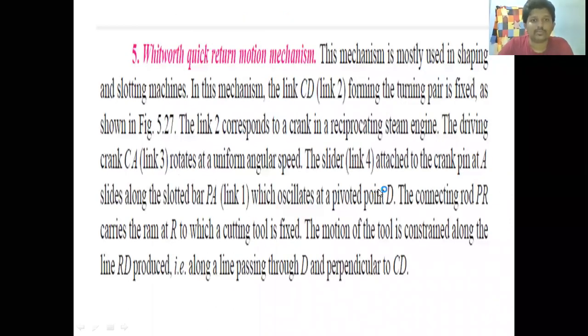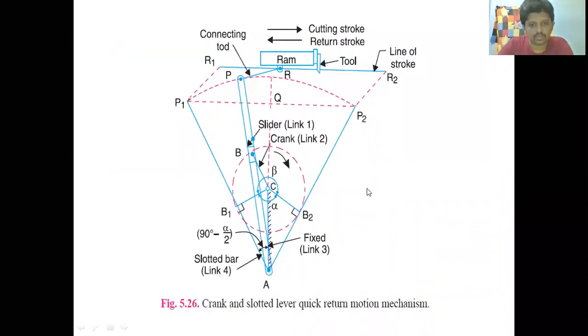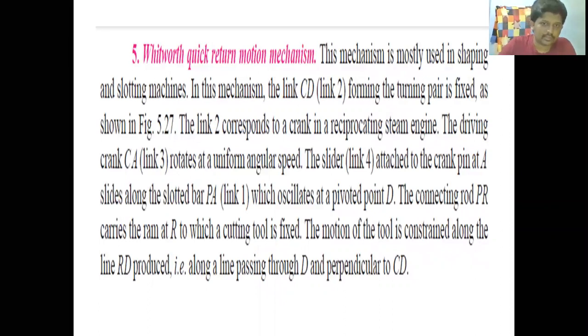That is what the quick return motion mechanism is. Now we will go to the Whitworth quick return mechanism. Again, we'll see what's happening here. This mechanism is mostly used for shaping machines and slotting machines. In this mechanism, we have a fixed link CD forming a turning pair. We have fixed link CD, link 2. Link 2 corresponds to the crank in the reciprocating engine. The driving crank CA rotates with uniform angular speed.